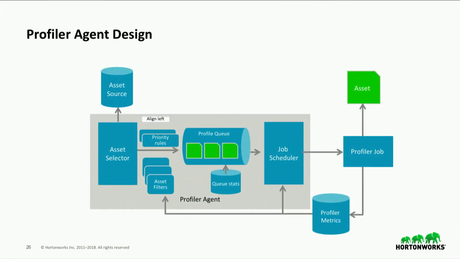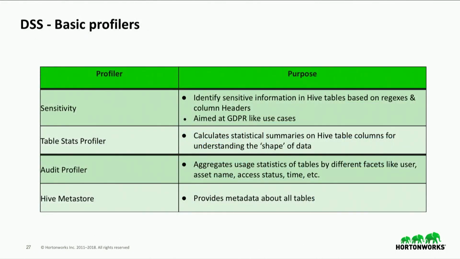So yeah, I'll probably skip this and just give a quick look at the 4 profilers that we have today. There is the sensitivity profiler, which looks at a sample of every Hive table in your system and matches them against different regexes that we have and detects the tags that need to be added onto these columns. And then the tag workflow that we showed kicks in, wherein the user can accept or reject these tags and build policies based on that.